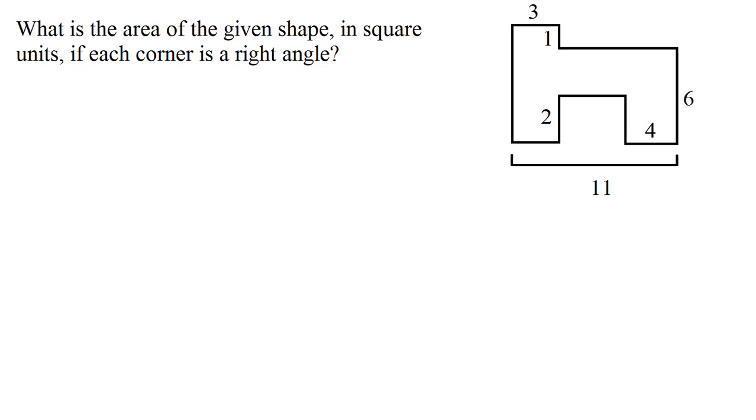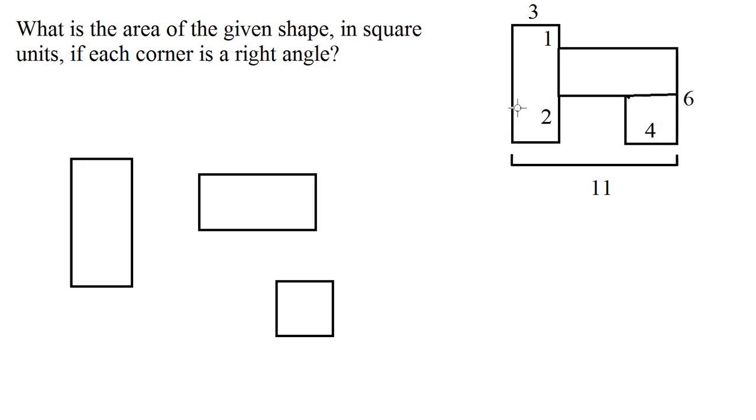What is the area of the given shape in square units if each corner is a right angle? So like the first problem, I'm going to divide this into smaller rectangles. Pretending that these are making 90-degree angles. This divides the total shape into 3 rectangles.